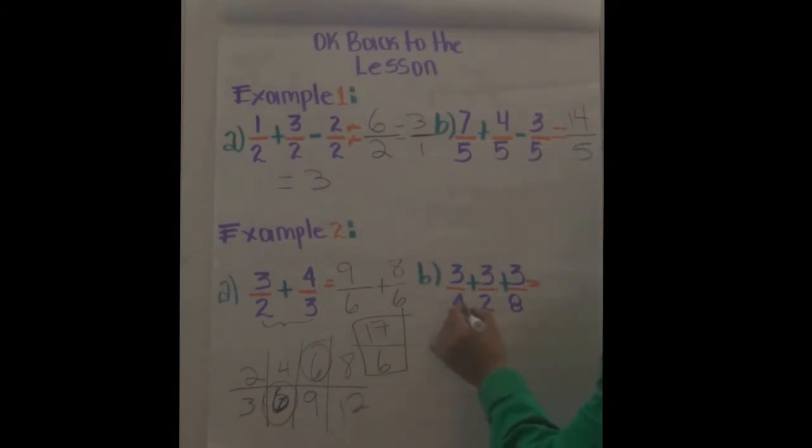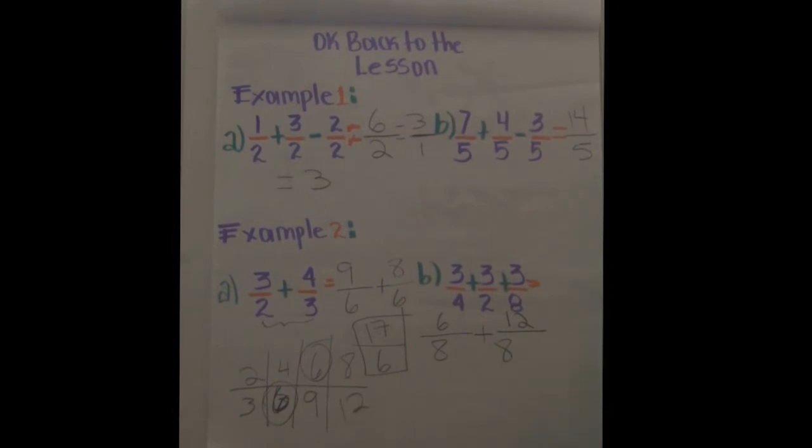To get this to a number 8, I need to multiply by 2. So I gotta do the same thing to top and bottom. So let's see. 4 times 2 is 8. 3 times 2 is 6. Plus. How do I make this 2 into an 8? You gotta multiply by 4. So 2 times 4 is 8. And then 3 times 4 is 12.